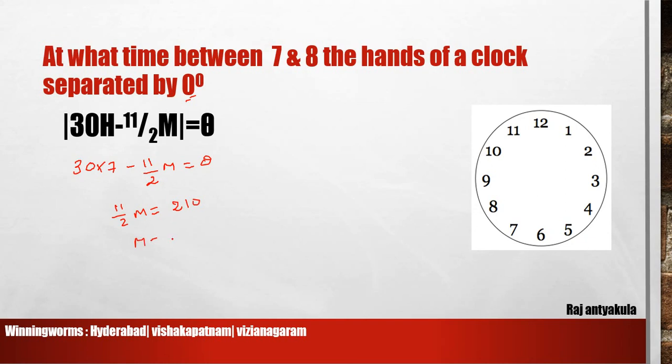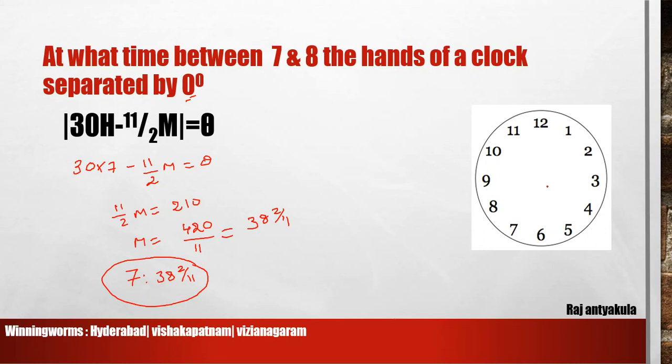m equals 420 by 11. On simplification, 11 3s are 33, the remainder will be 90, so 38 2 by 11. At 7 38 2 by 11 the hands of a clock are separated by 0 degrees. It means both the hands will coincide.